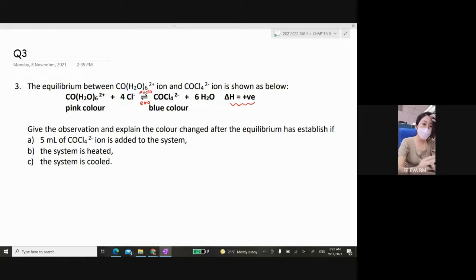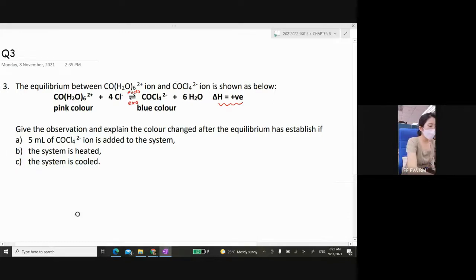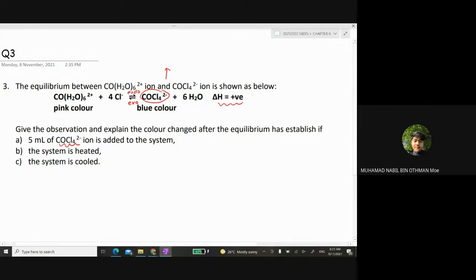So give the observation and explain color change after equilibrium has established. So selepas awak dapat equilibrium shift. So 5 milliliter of CoCl4 2- ion is added to the system. So when something is added, that means the concentration will increase. So concentrations of this one increase. Therefore, equilibrium shift to the left. Sebab concentration dia meningkat kan. Okay, dekat sini Madam explain dulu kan. Nanti Madam bagi jawapan penuh untuk awak catat kan.